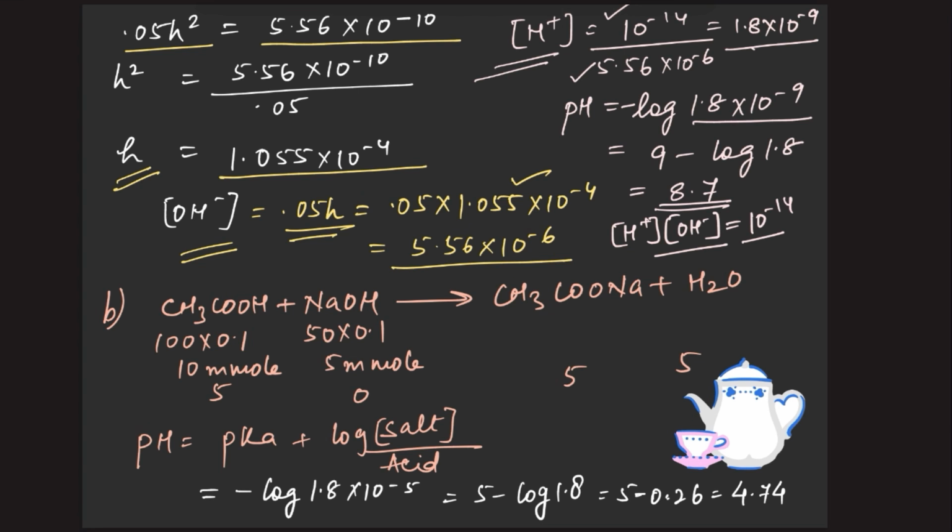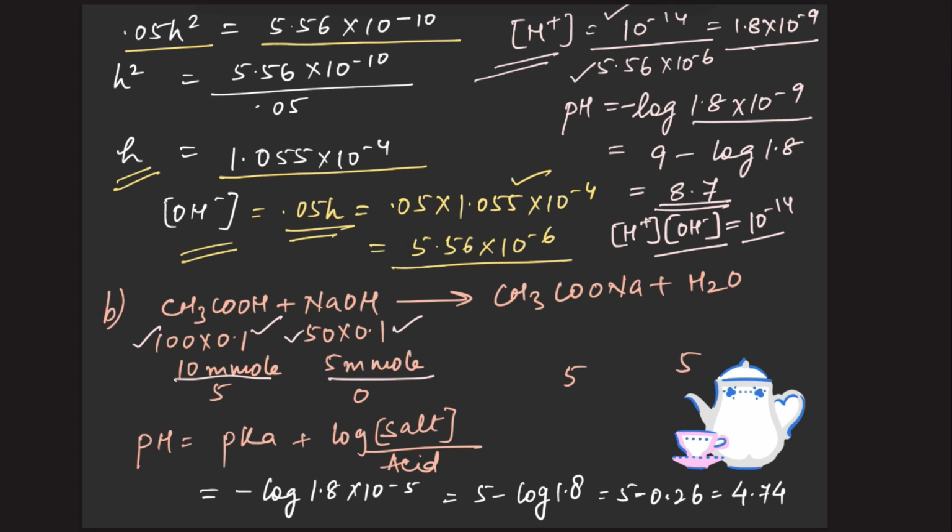Next, B part of the question. Now in the B part, the amount of acetic acid will be molarity into volume. Volume is in milliliters. So acetic acid is 10 millimoles. The amount of NaOH is again molarity into volume. In this case, volume is 50 milliliters. So NaOH is 5 millimoles.